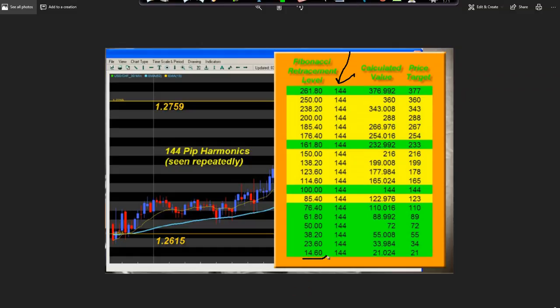Well, what's 14.6%? We took a harmonic, which happens to be a Fibonacci number, and now I'm going to apply a Fibonacci percentage against it. 14.6% times 144 is 21. Interesting. 23.6% times 144 is 34 pips. 38.2% times 144 is 55 pips. These now become what's called harmonic targets. These are my harmonic targets from a 13-62 cross.